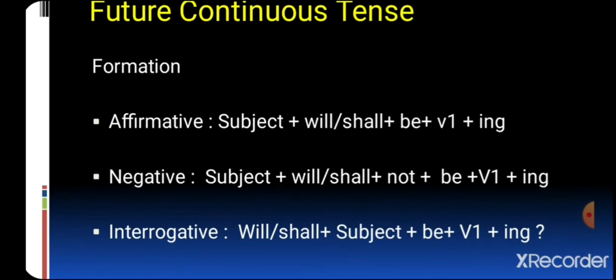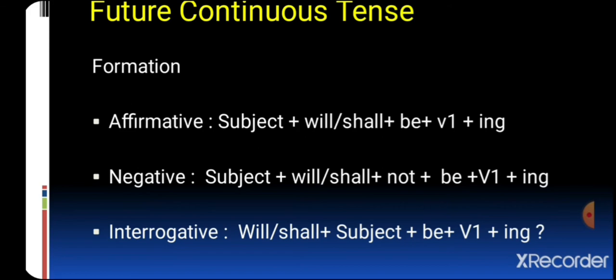Now students, let's move on to the future continuous tense. First of all, let's see the formation. Students, to make affirmative sentences, we use first of all the subject, then the helping verb will or shall, then be plus the first form of the verb plus ing.